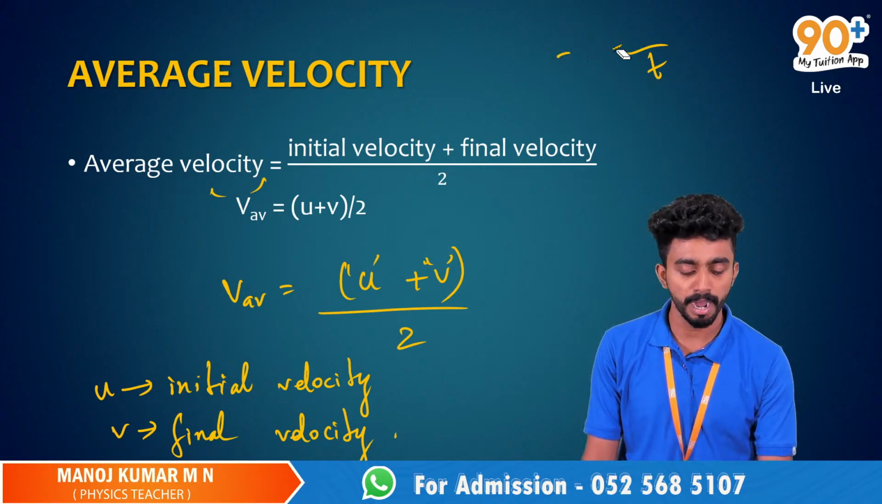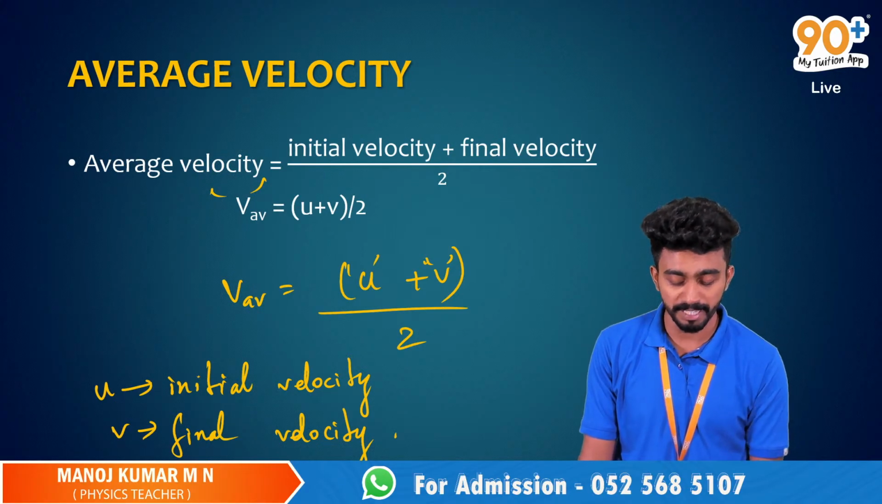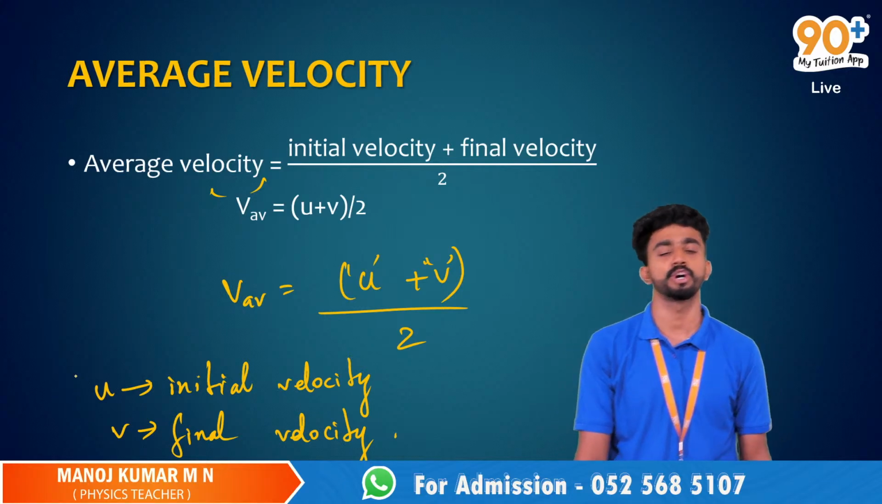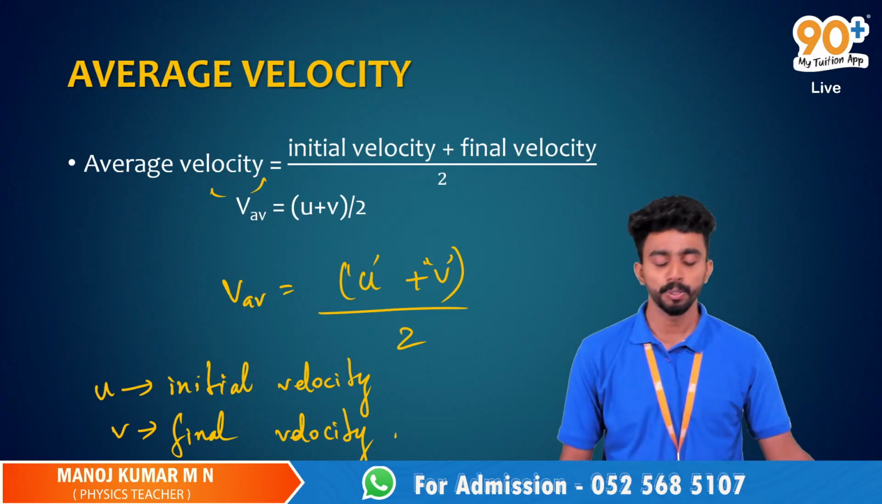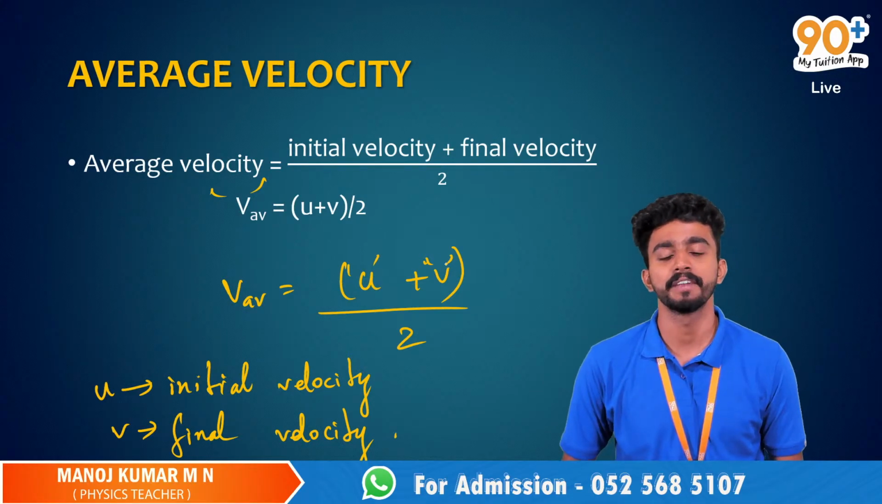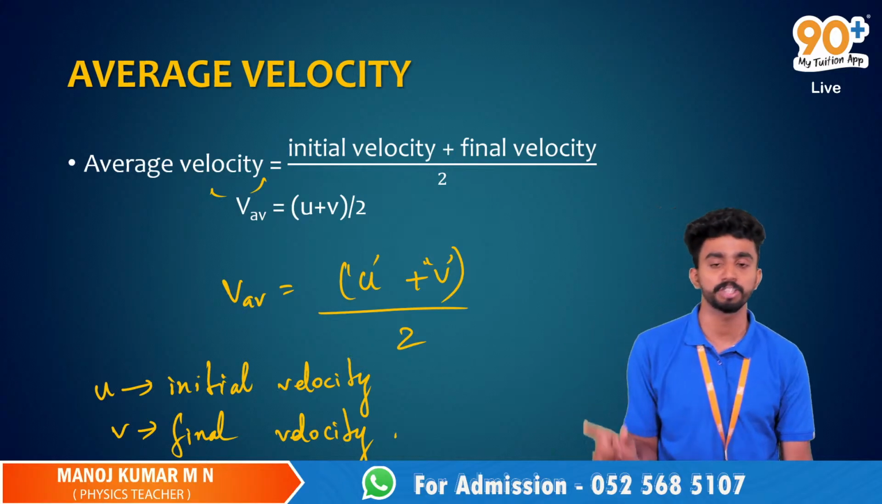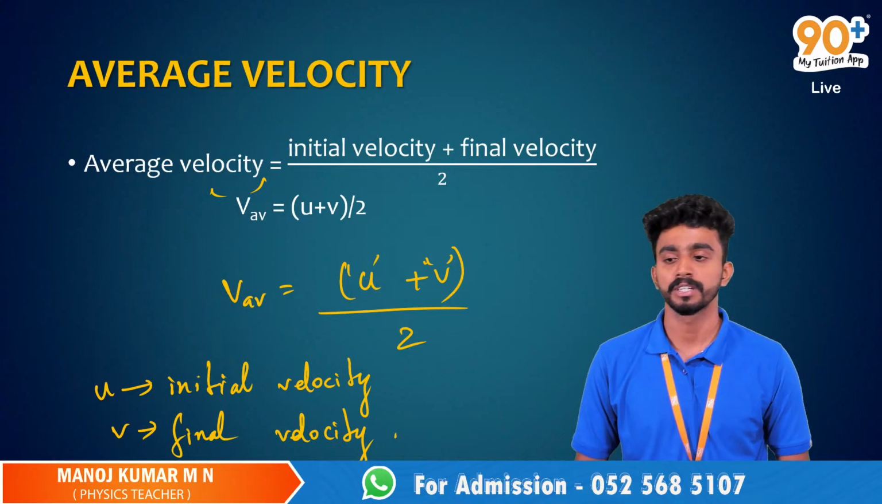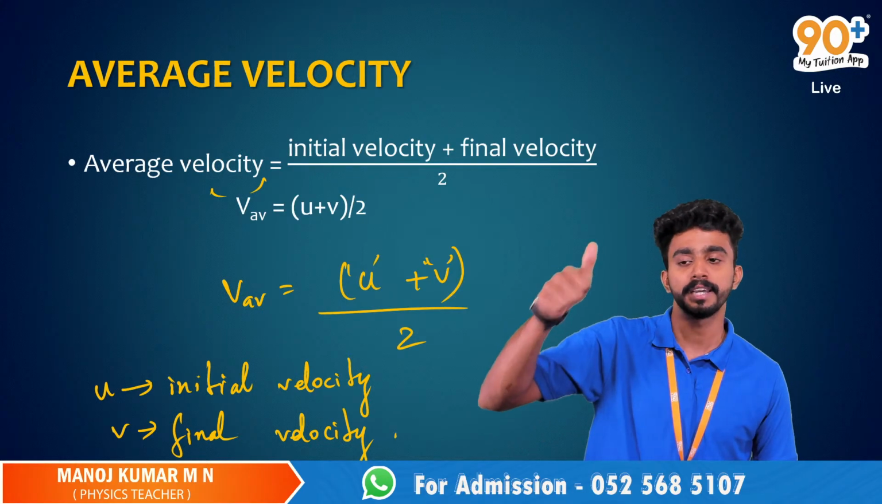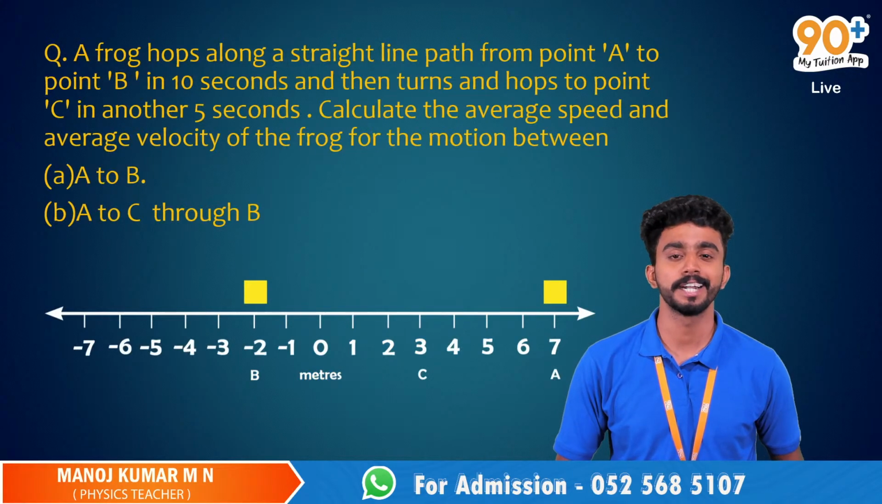For Abid's query, for velocity we will be considering V, and for final velocity also we will be considering V. In the case of final velocity, we'll be considering small letter v, and for the particular velocity or average velocity, we'll be considering uppercase V. Got it, Abid? Not just for Abid, everyone. Fine. So let's go ahead with the next question.